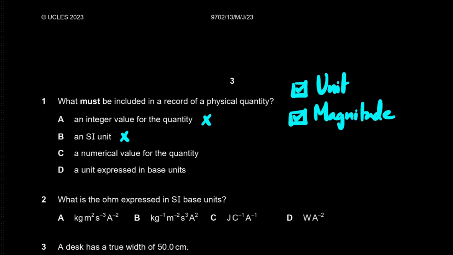A numerical value of the quantity basically means the magnitude, which is the requirement. This is the answer here. And a unit expressed in base units is again not a requirement. Could be any units. It could also be derived.